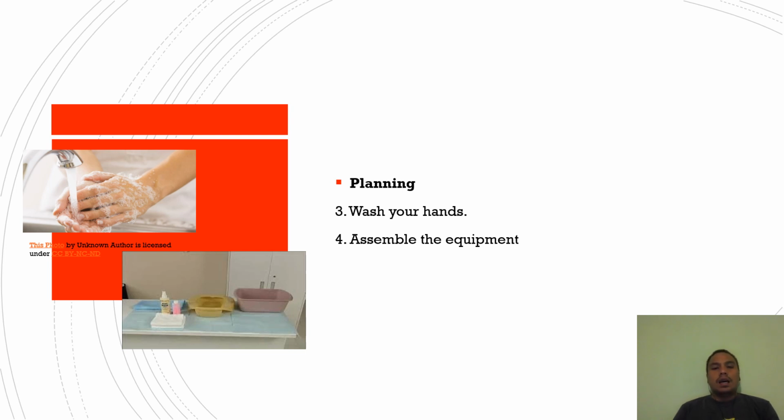In planning, first one, we need to wash our hands, for infection control. And number two, we need to assemble the equipment, or prepare all the equipment needed, to promote the efficiency of our perineal and genital care.